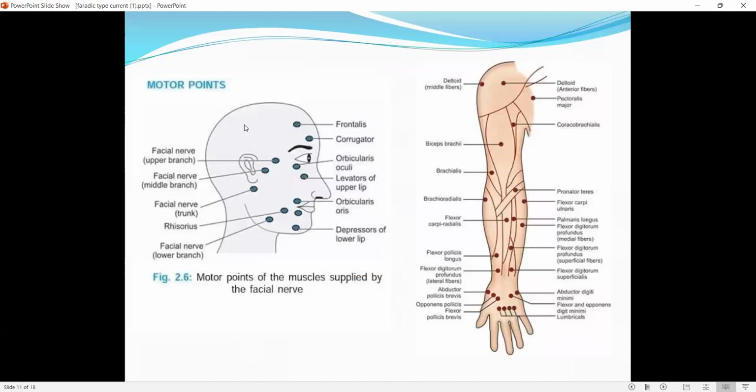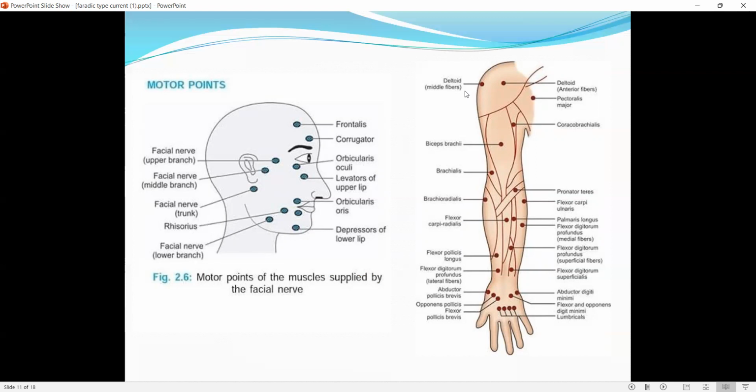This is the motor point. Motor points of the muscles superficial, supplied by the facial nerve: frontalis, corrugator, orbicularis oculi, levator labii superioris, orbicularis oris, and depressors of the lower lip. This is the facial upper branch, facial nerve middle branch, facial nerve trunk, and facial nerve lower branch.